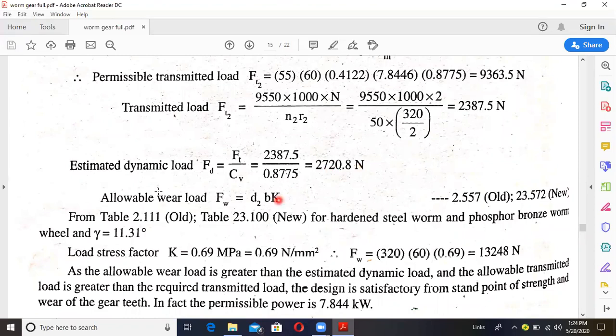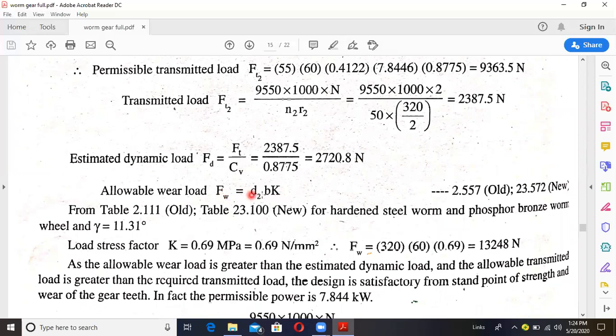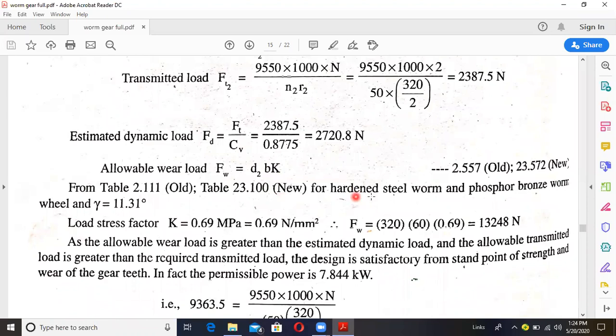So next is wear load. Allowable wear load Fw is equal to D2 B into K. D2 we have calculated, B we have calculated, the only unknown is K. So now we are going to calculate K based upon the material and the gamma value. Now from the table 23.100, for the material the worm wheel is made of and based upon the gamma value you got. So by using gamma 11.31 and considering the hardened steel worm and phosphor bronze worm wheel, we take the value of K, the load stress factor. K is equal to 0.69 MPa. Substitute and calculate wear load Fw. We will get 13248 Newton.